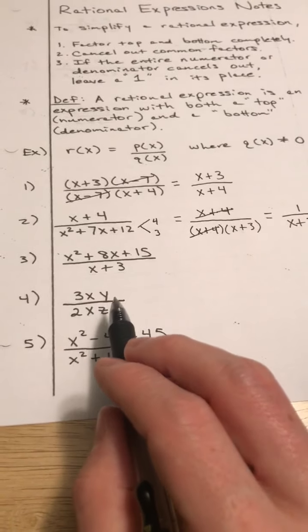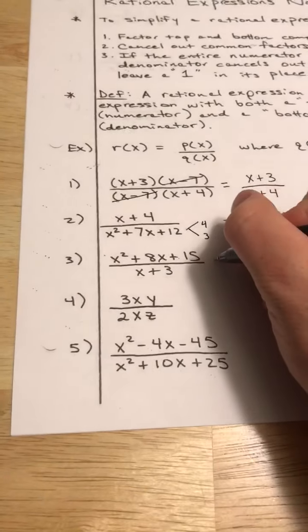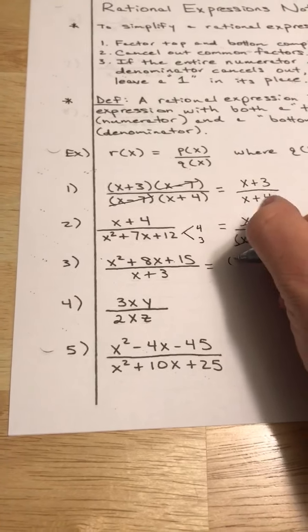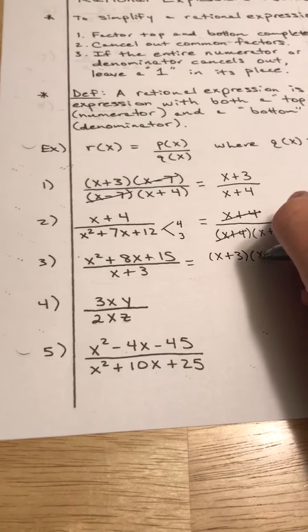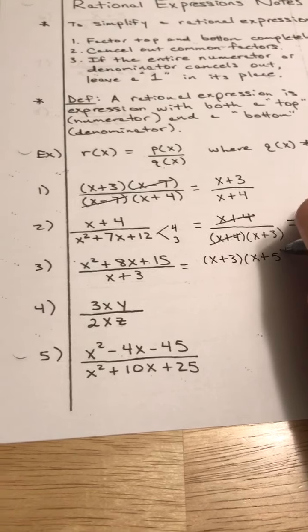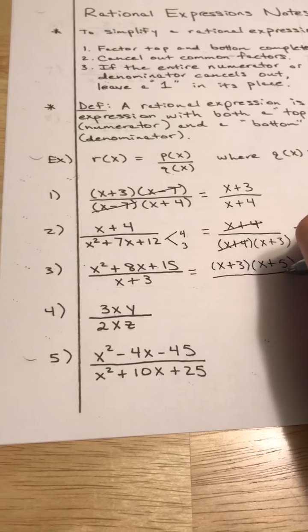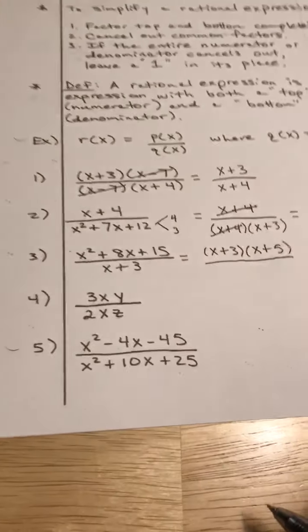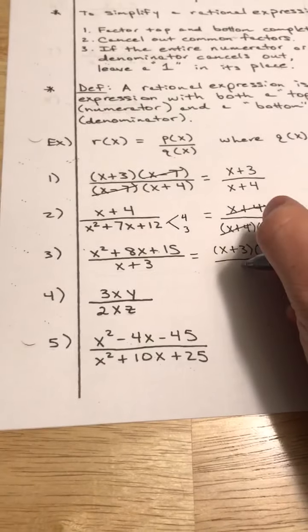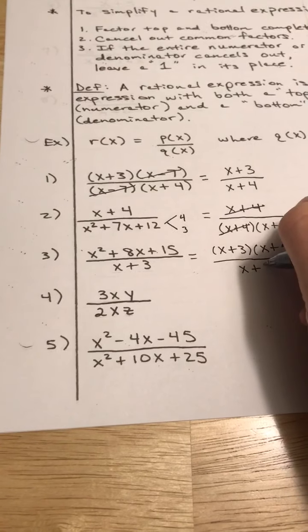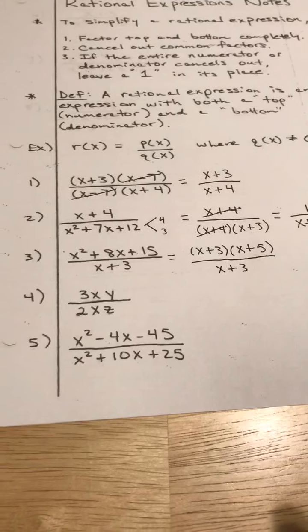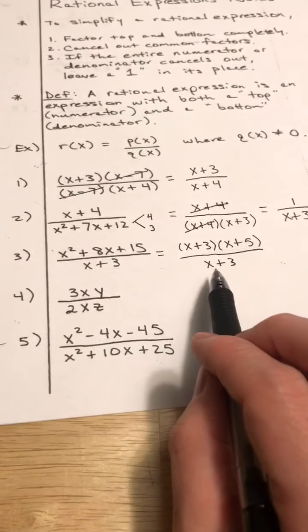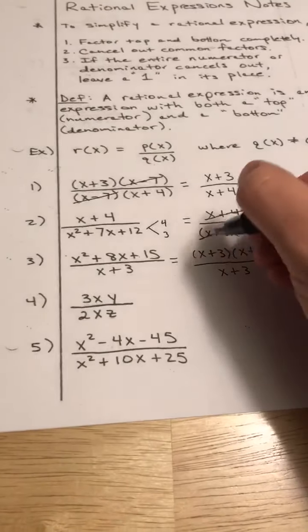Let's try the next one. I'm going to factor the top as x plus 3 and x plus 5. You probably already know why, because I'm trying to multiply to 15, but at the same time, add up to 8, right? The bottom is still the same. That hasn't changed. So now, what's the same on the top and bottom? It's that x plus 3, right? So I can cross those out.